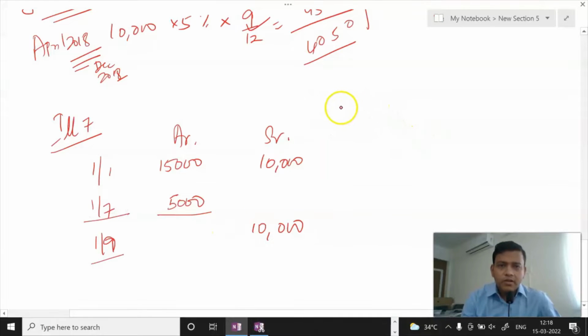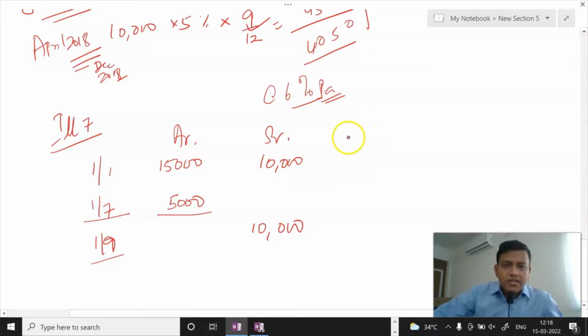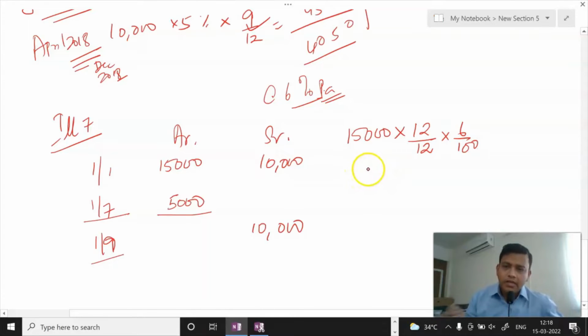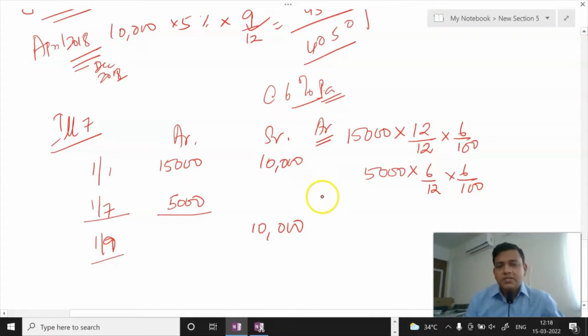So you have to calculate what? Interest on capital at 6% per annum. Okay, so coming to this point, Arivaragan's capital of 15,000 is there for how many months? 12 months. 12 by 12 into 6 by 100. And then Arivaragan is introducing in the month of July. Okay, till December we have to calculate. So July, August, September, October, November, December. 6 months we are going to have 5,000 in Arivaragan. So 6 by 12 into 6 by 100. This is for Arivaragan's interest on capital.